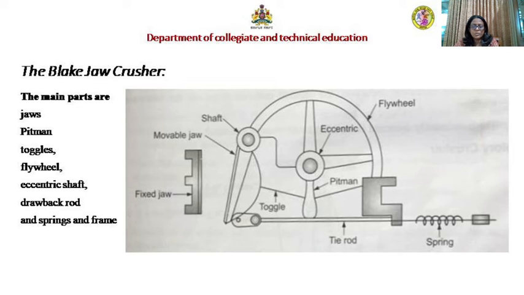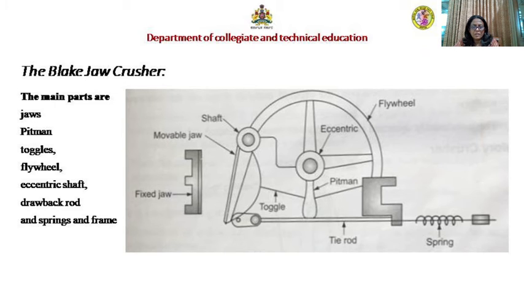Then we have two toggles which are connected to the pitman. Then the pitman is driven by an eccentric, and there is a heavy flywheel for the operation. Then we have a tie rod or a drawback rod. Then we have a spring for safety purpose.